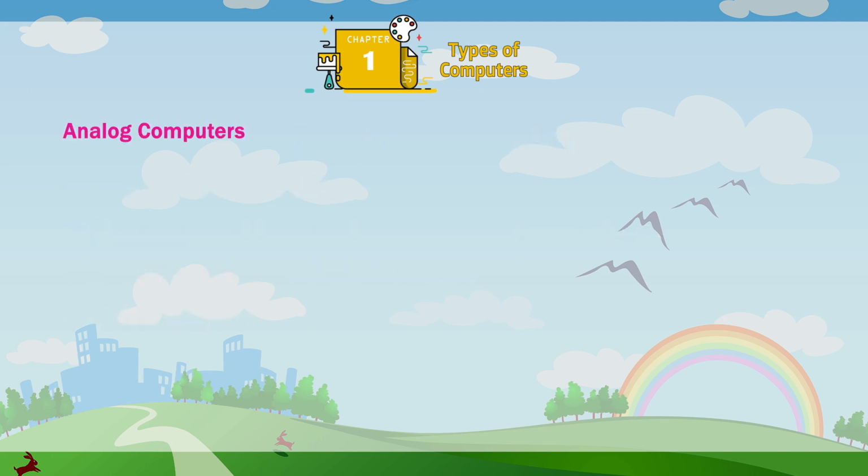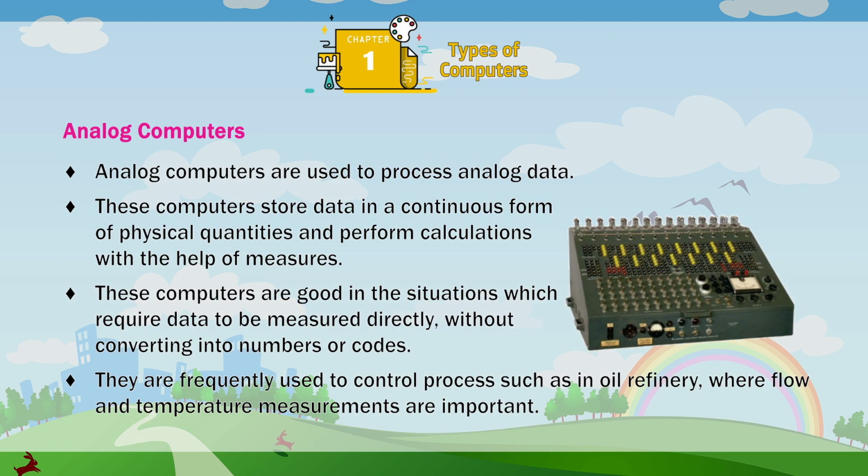Analog computers. Analog computers are used to process analog data. These computers store data in a continuous form of physical quantities and perform calculations with the help of measures. These computers are good in situations which require data to be measured directly, without converting into numbers or codes. They are frequently used to control processes, such as in an oil refinery, where flow and temperature measurements are important.